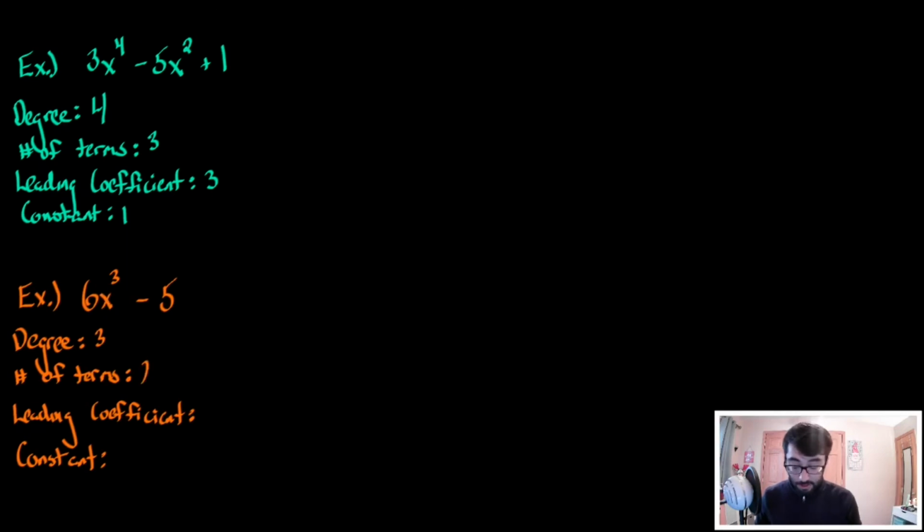Now there are only 2 terms in this particular polynomial. We have 6x cubed as one term and negative 5 as the other term. Okay, now the leading coefficient is going to be 6, because that is the coefficient on the term with the highest degree, the highest exponent, and our constant is going to be the term without a variable, which is negative 5.